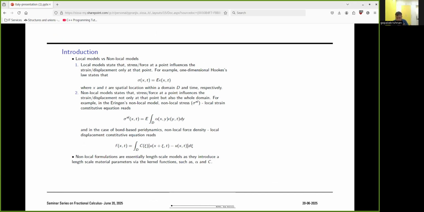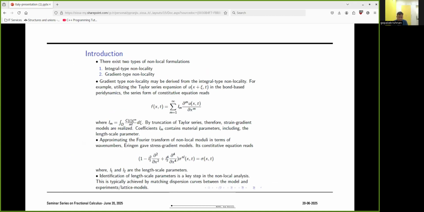For example, there are many non-local theories. I will come to that. There is a very famous one called Eringen's non-local theory, where the stress and strain are given in terms of an integral function, where this alpha is a kernel function, sigma non-local is equal to E times this integral. Whereas if you take the peridynamic, which is given below, it is slightly different. So non-local formulations are essentially when you use an integral, and in order to convert it into a solvable form, we introduce what are called length scale parameters. So the length scale parameter becomes a part of the solution process. Next slide, please.